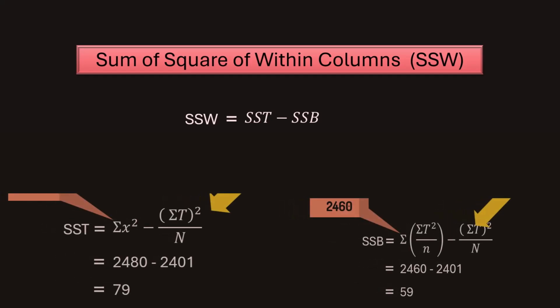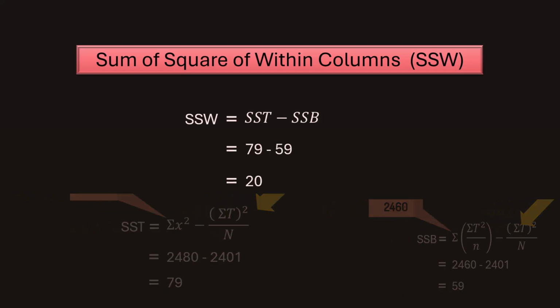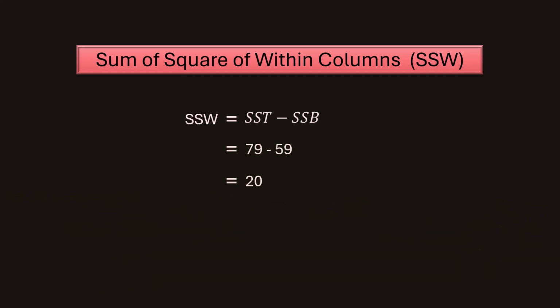The final value we have to calculate is the sum of squares of within column variance, that is SSW. The formula to calculate SSW is very simple. It is SSW is equal to SST minus SSB. We have all the values. They are 79, 59. By substituting and simplifying, we get 79 minus 59, 20.